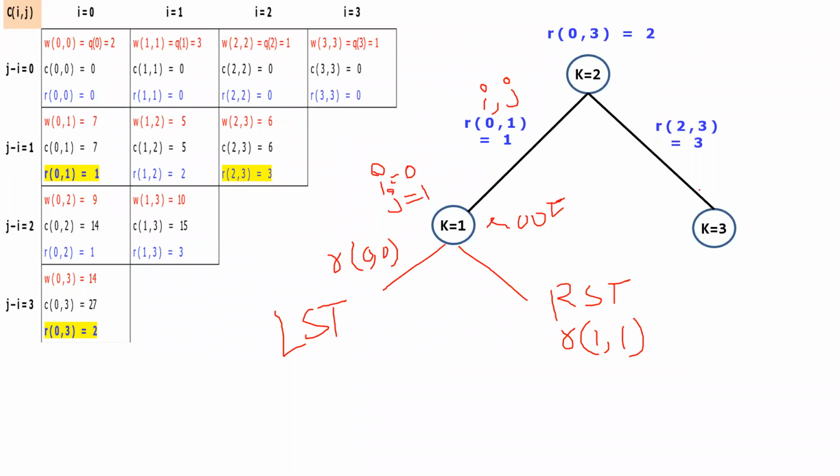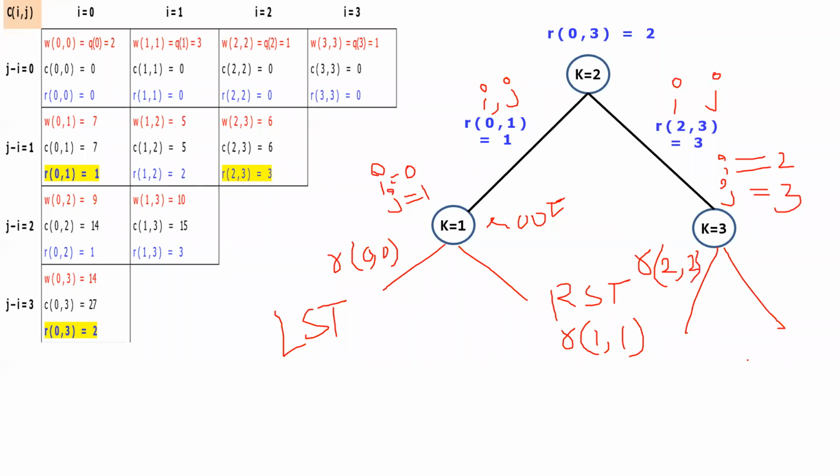Okay, so for this also, the i value here is 2. This is i, this is j. So i is 2, j is 3, k is 3. It will have left, it will have right. What will be the left side? R of i, comma, k minus 1.